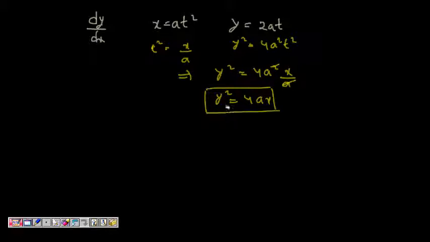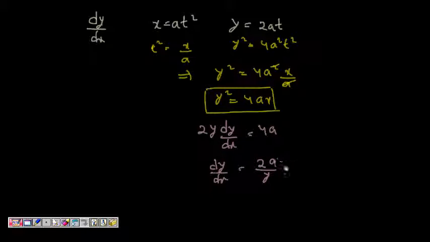We can find it by implicit differentiation also. So 2y dy by dx is equal to 4a, differentiating on both sides with respect to x. So dy by dx is equal to 2a by y, since the 2 gets cancelled. Here y is 2 root ax.